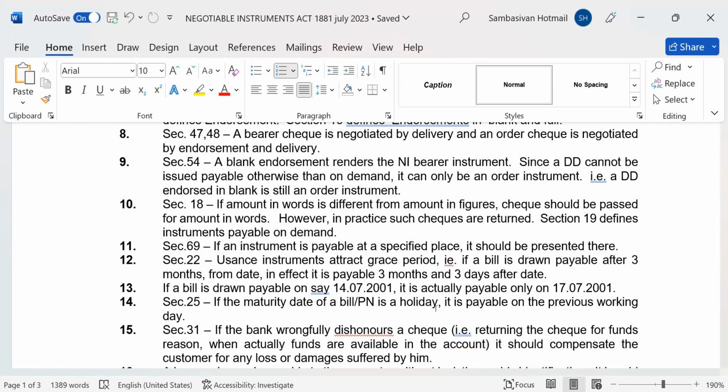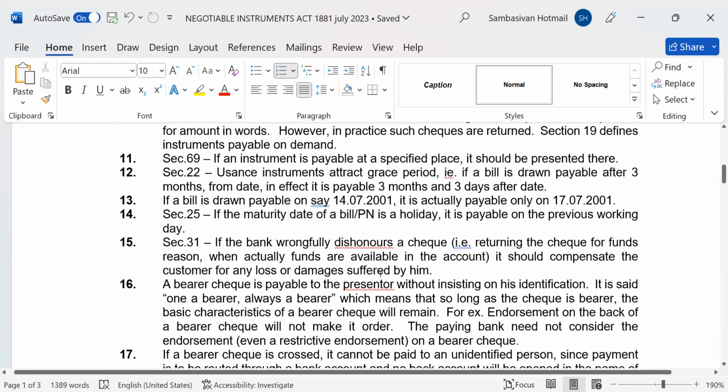Section 19 defines instruments payable on demand. Section 69, if an instrument is payable at a specified place, it should be presented there. Section 22, usance instruments attract grace period. That is, if a bill is drawn payable after 3 months from date, in effect, it is payable 3 months and 3 days after date. If a bill is drawn payable on, say, 14/7/2001, it is actually payable only on 17/7/2001.